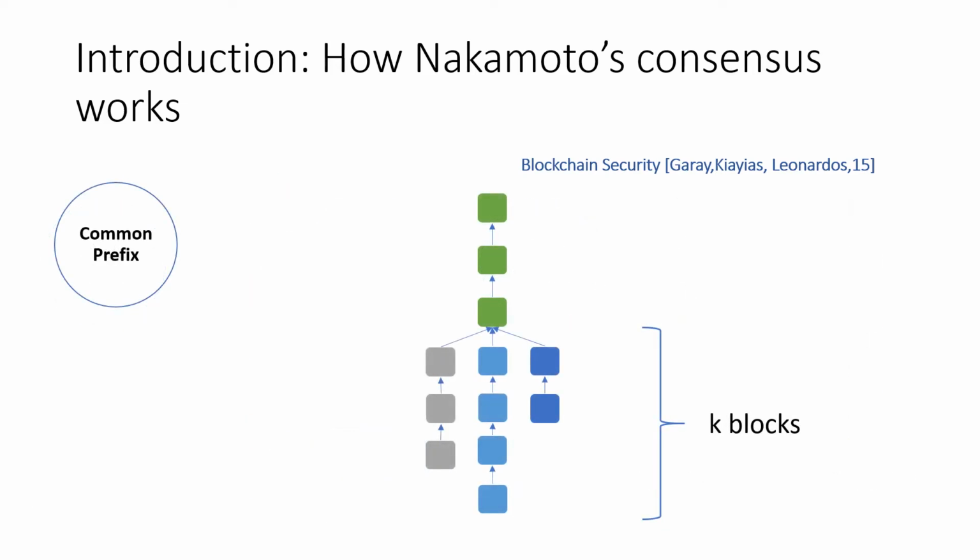The common prefix property means that local chains of any players are the same except for the last k blocks, where k is the security parameter. In Bitcoin, k is 6, which means transactions will be confirmed after 6 more blocks are added to the blockchain.